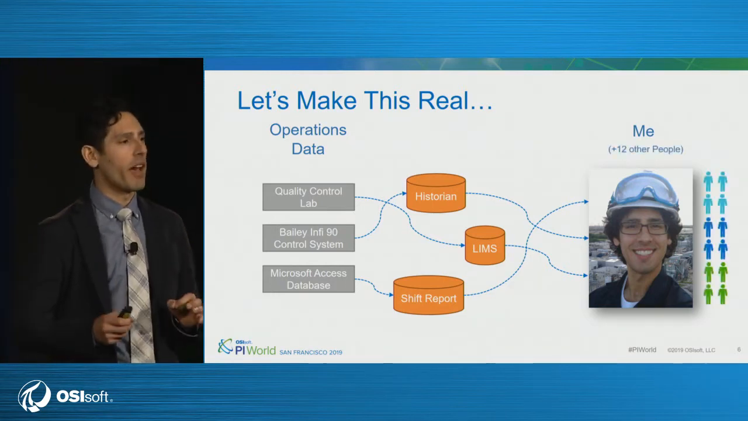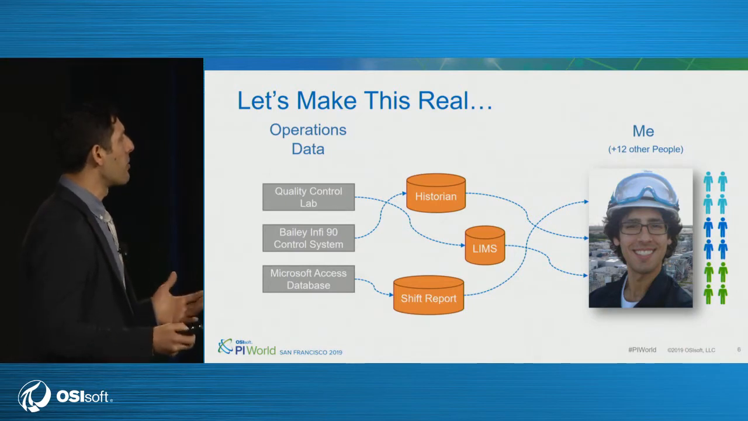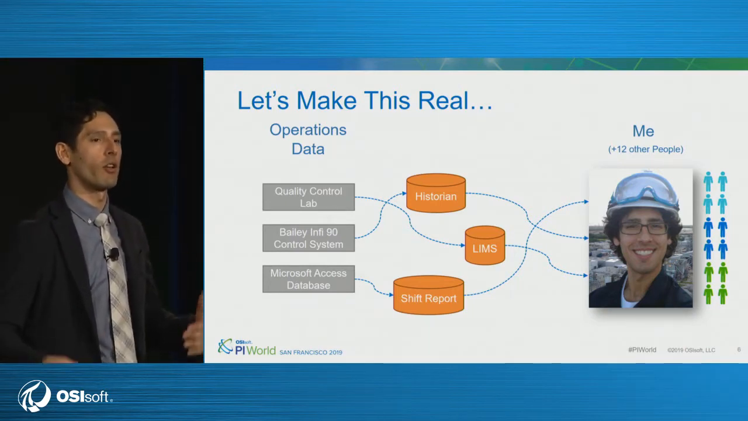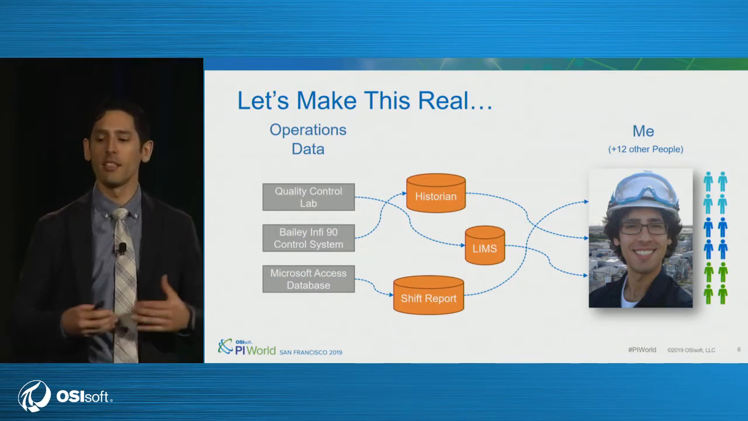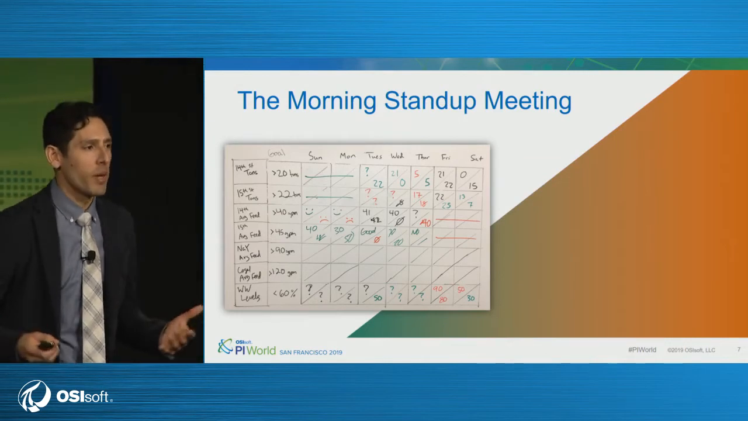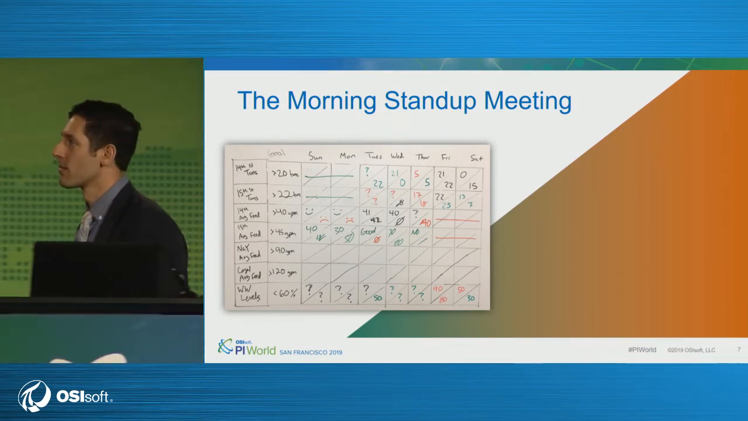But it wasn't just me that had to look at this information. It was me and a team of about 12 people. There were always 12 people every shift, Monday through Friday, who had to look at this information to see how things are running in the plant. So the way we did this was we had what we called our morning stand-up meeting.